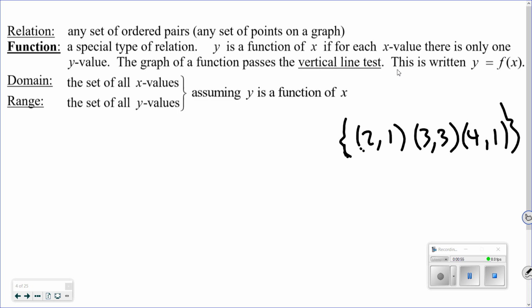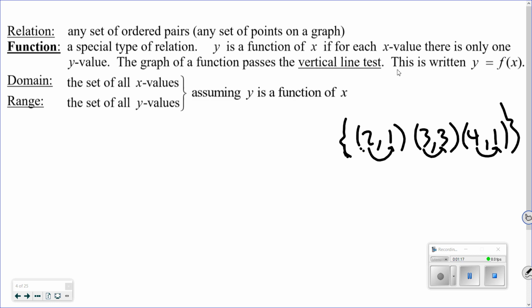Function. A function is a special type of relation. Y is a function of x if for every x value there is only one y value. So what we mean by that is think of the x as the input. If I put 2 in, I get 1 back out, just one thing. If I put 3 in, I get 3 back out, just one thing. If I put 4 in, I get 1 back out. So this is an example of a function.